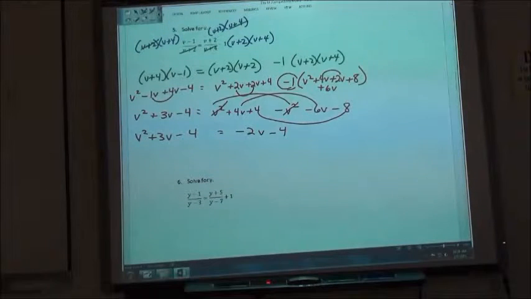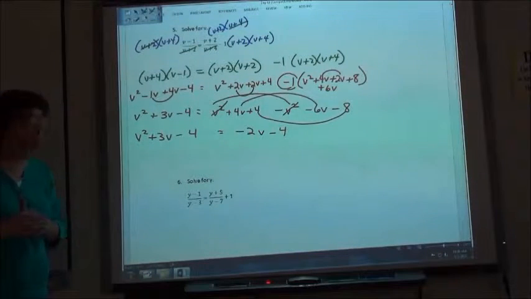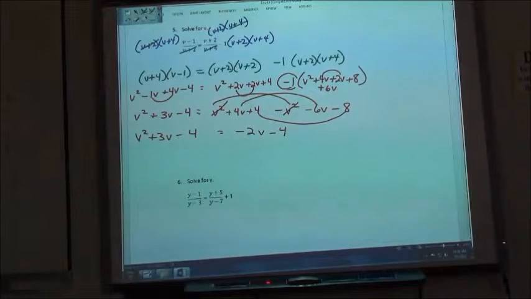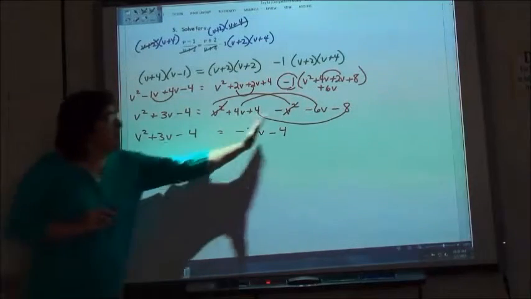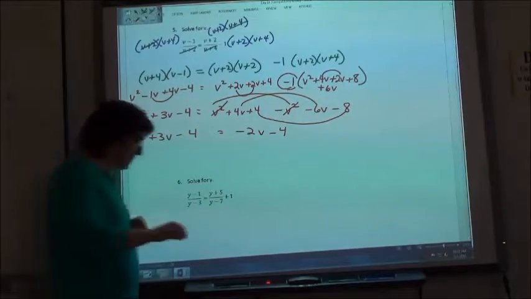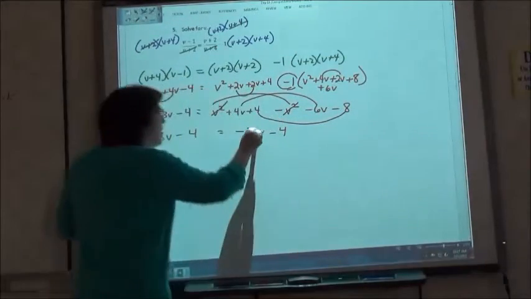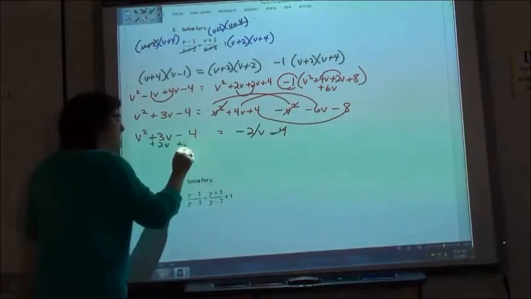Since we have that squared term, we have to make sure it's equal to 0. It's not equal to 0 right now, right? Okay, that's not even a 1 there. Put a 1, okay. So if we want to set this equal to 0, since we don't have any v squareds here, we're going to move the stuff over here, because we do have a v squared over there, right? So we're going to add our 2v and add our 4.